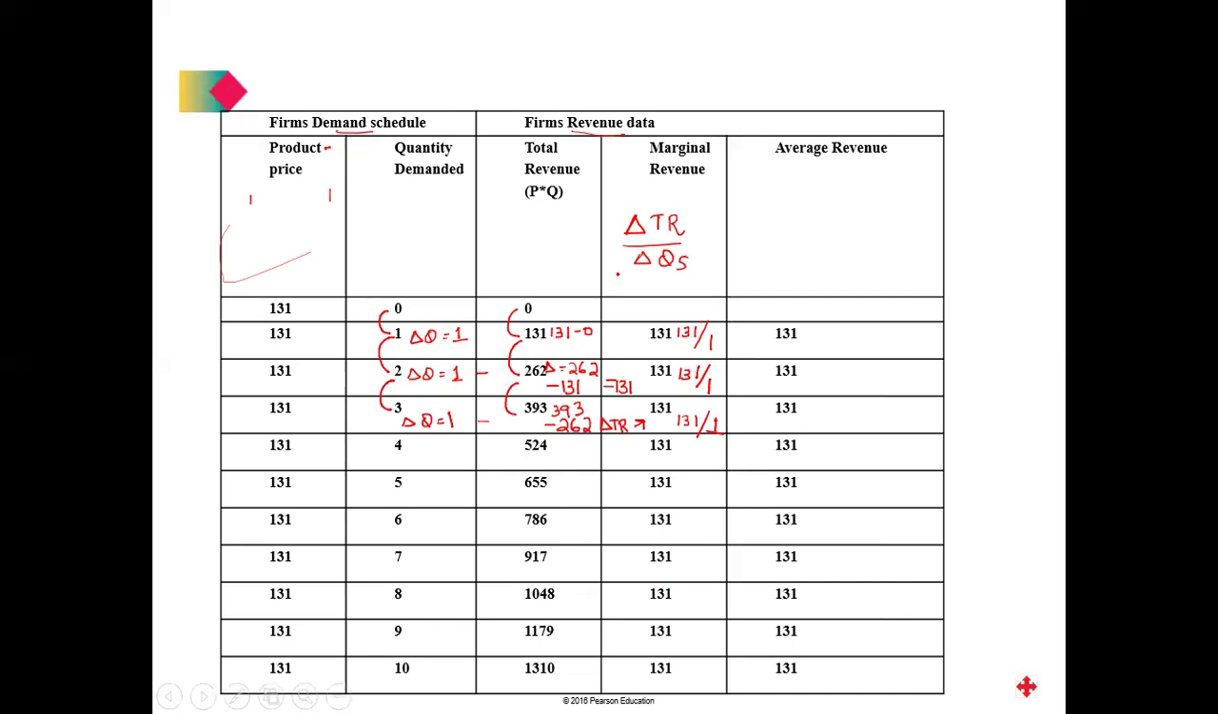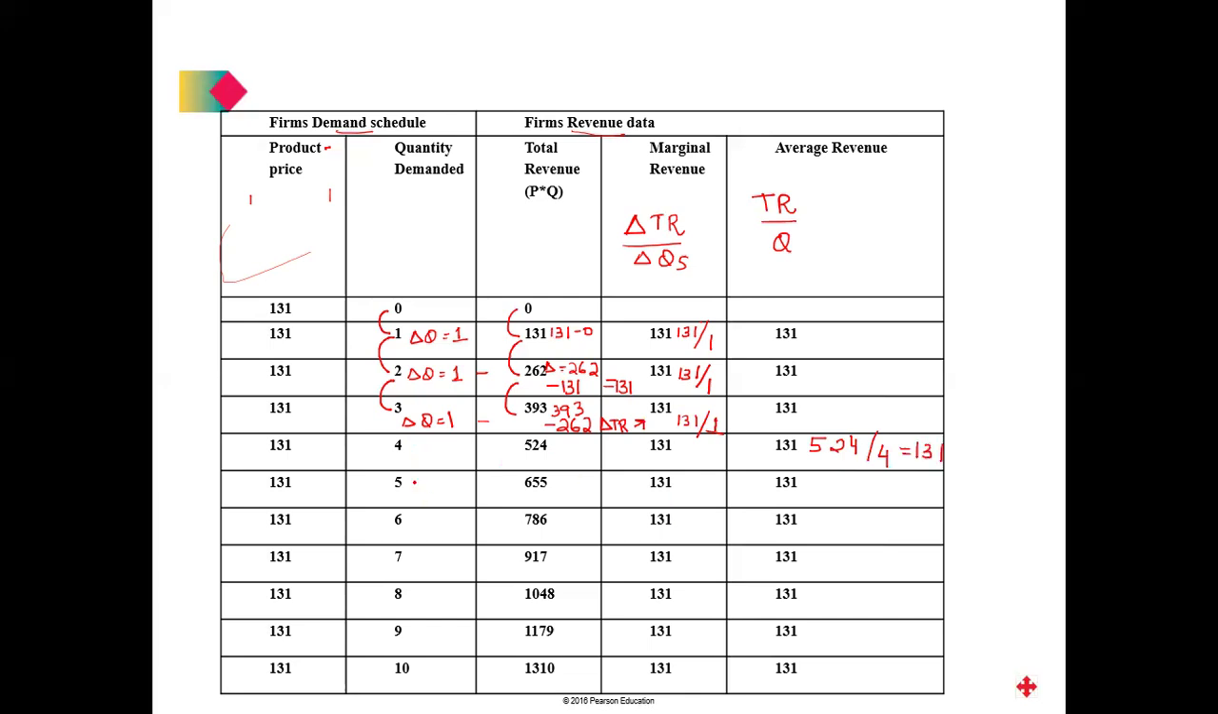131. Okay. Now we have the average revenue. The formula for average revenue is total revenue over quantity sold. And let's look at over here. The total quantity demanded or sold is 4, and the total revenue is 524. So how will we calculate the average revenue? 524 divided by 4, and we will get average revenue of 131.